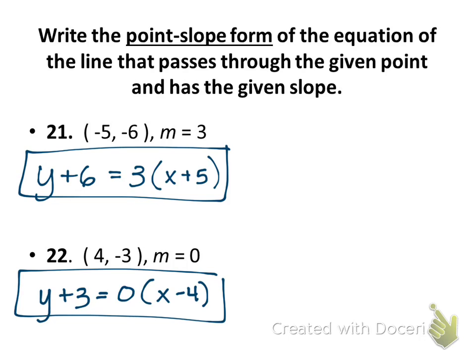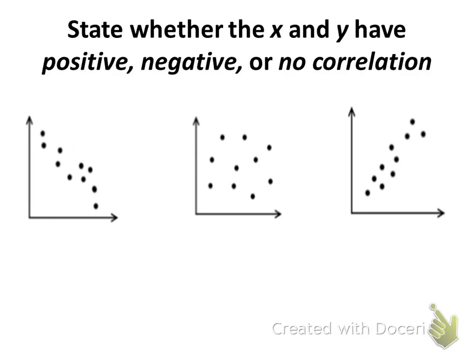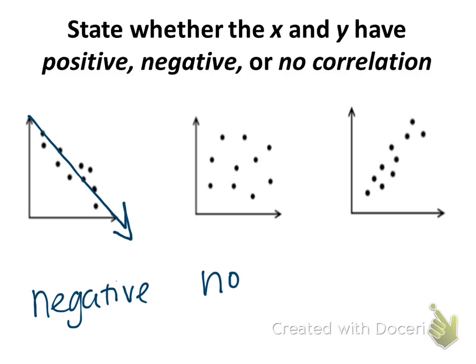So the last 3 type of problems that you have on your test are the slopes. State whether they have a positive, negative, or no correlation. So what I have to do is I have to see where does it start and where does it end. So I look from left to right. It starts up top and ends on the bottom. So what type of slope is that? Negative. What type of slope is this? No correlation. None, because there is no slope. So I'm just going to write none. And then we have to look where it starts at the bottom and ends at the top, so it's positive.